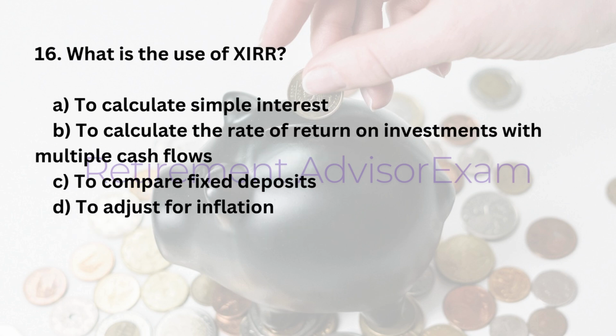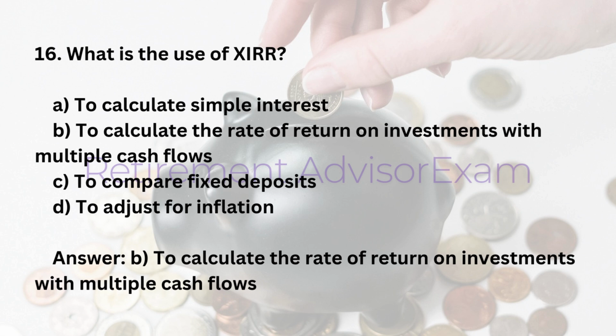A. To calculate simple interest. B. To calculate the rate of return on investments with multiple cash flows. C. To compare fixed deposits. D. To adjust for inflation. Answer, B. To calculate the rate of return on investments with multiple cash flows.